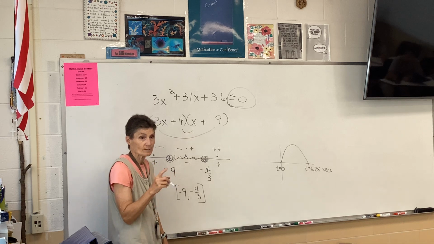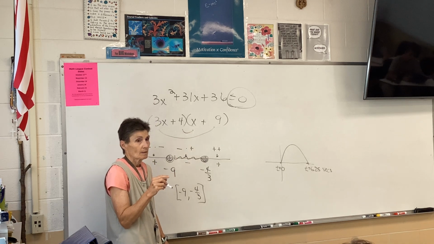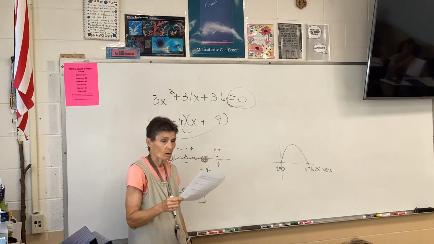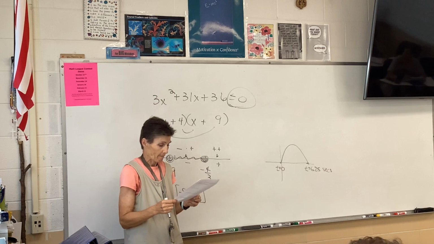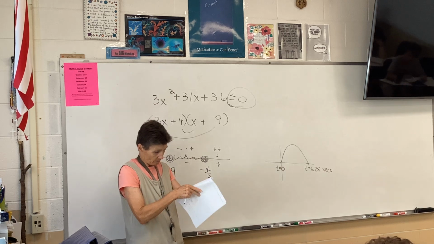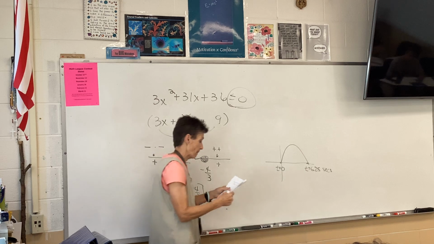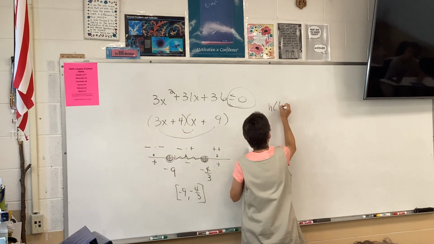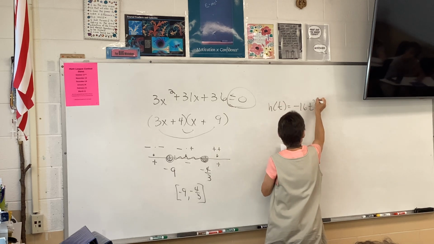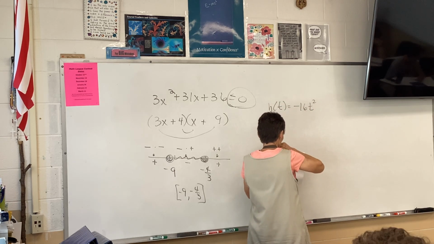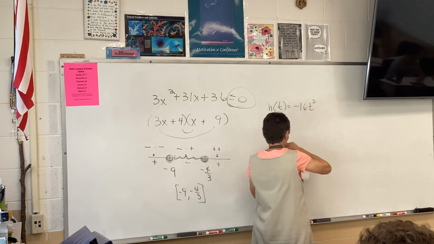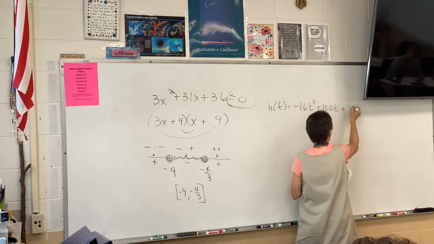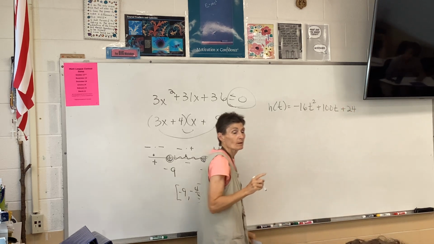Did I answer your question then, Cole? Yeah. Perfect. All right. Kellen, since you also work diligently and circled things, what question did you have? On 4A, the equation was h(t) equals negative 16t squared plus 100t plus 24. Is that what you have? Yeah. Okay.